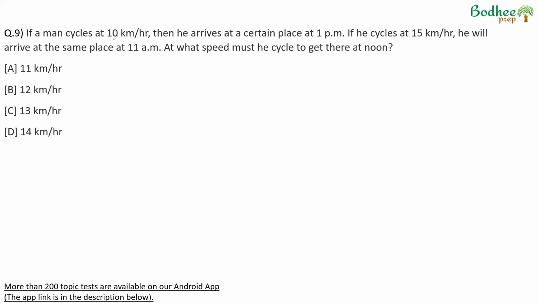If a man cycles at 10 kilometers per hour, he arrives at a certain place at 1 p.m. If he cycles at 15 kilometers per hour, he will arrive at the same place at 11 a.m. Now, if the time taken to arrive at 11 a.m. is x hours, the time taken to arrive at 1 p.m. will be x plus 2 hours. For example, at whatever time he starts, 7, 6, 5, 4, whatever, till 11 o'clock there is some time. Till 1 o'clock, there are 2 hours more because the difference between 11 and 1 is 2 hours.